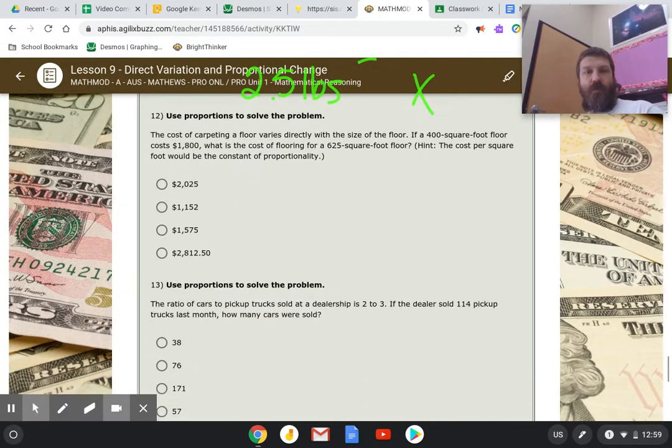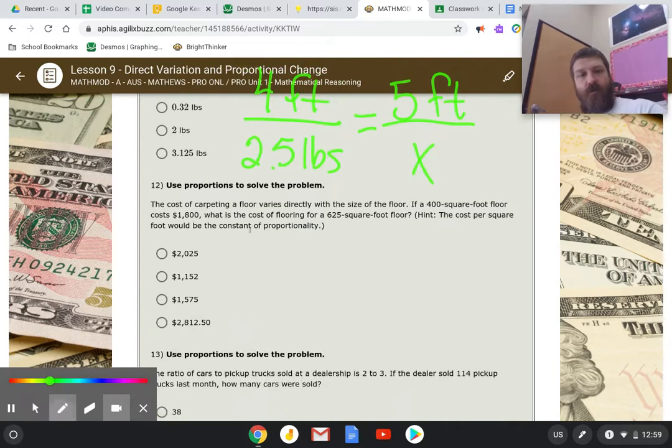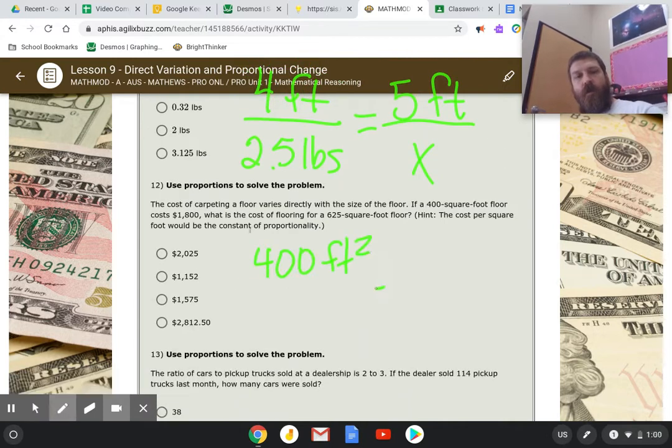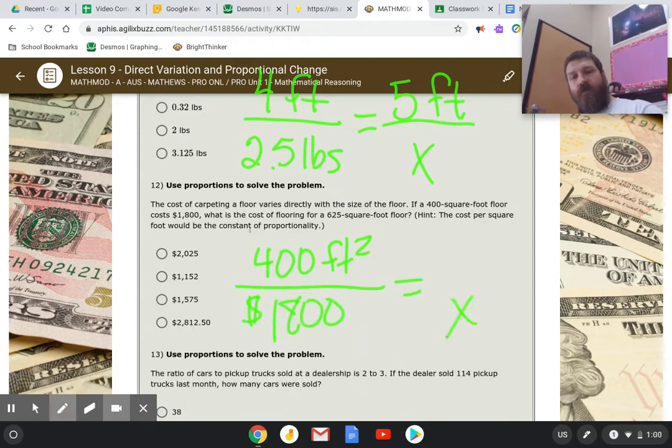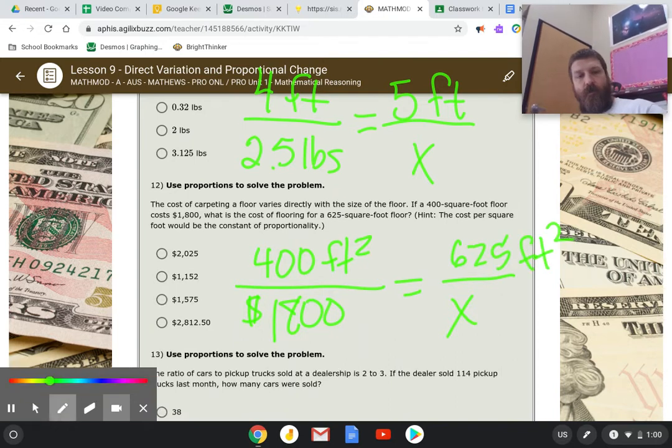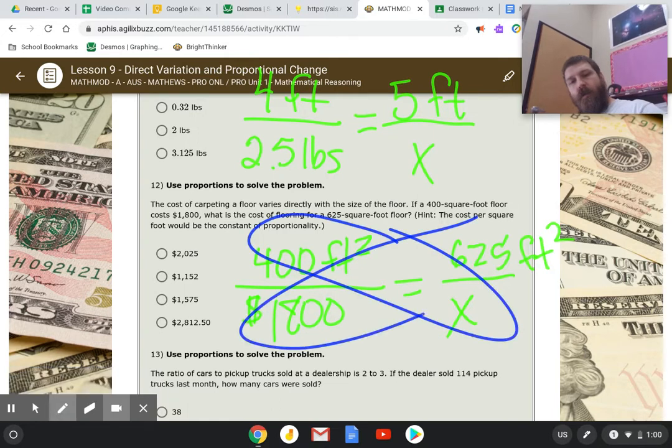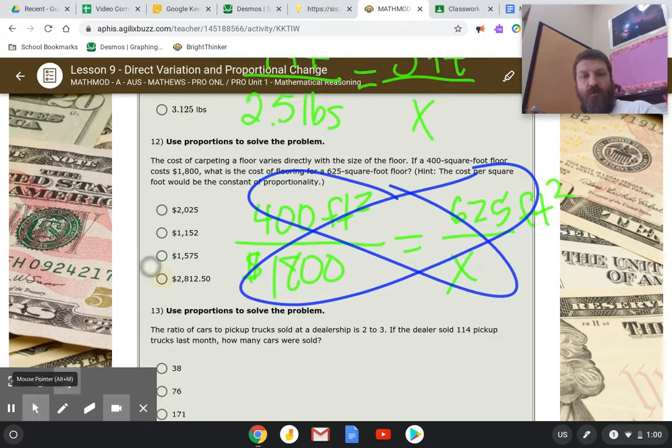The cost of carpeting a floor varies directly with the size of the floor. Again, if a 400-square-foot floor costs $1,800, what is the cost of 625 square feet? So you're going to cross multiply, and then you're going to solve. Again, same method as those other problems.